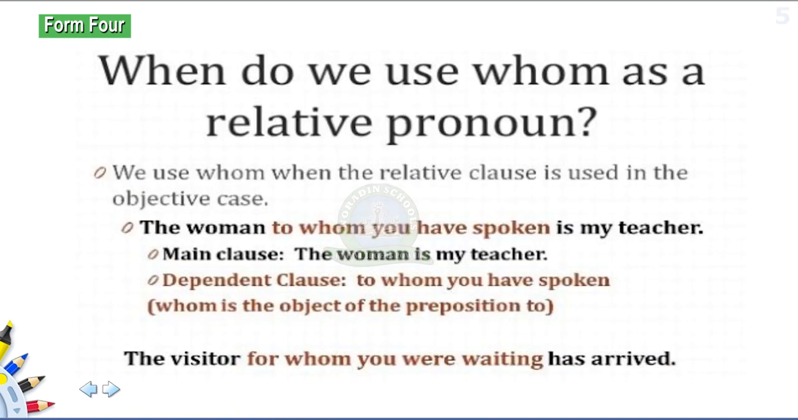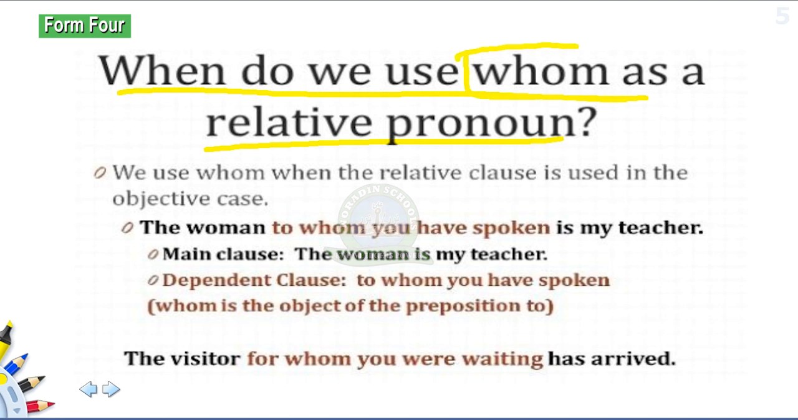When do we use whom as a relative pronoun? Let me explain. The word whom can be used only for people, not animals, not things, not concepts, not ideas, but only people. And it is used in the objective case. We use whom when the relative clause is in the objective case.